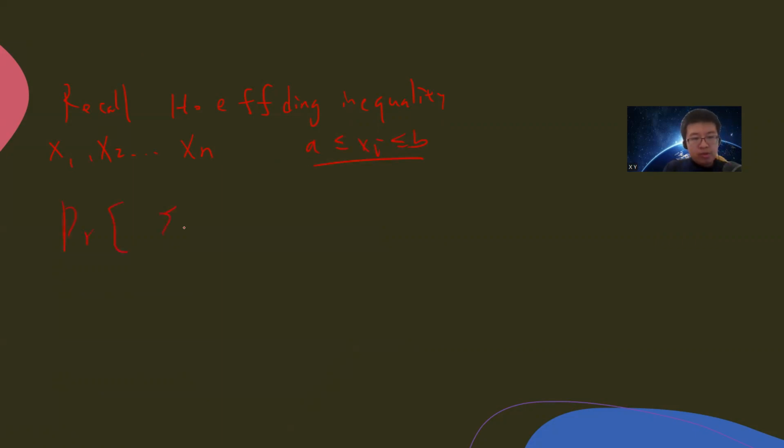Then the probability that the sum of them is greater than or equal to t is bounded by exponential of minus 2t squared over the summation of (b_i minus a_i)squared, i from 1 to n. There is also the constraint that the expectation of x is zero.